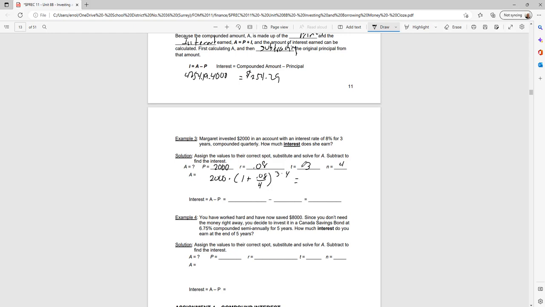If you punch that into your calculator, I won't bother showing it to you. I got $2,536.48. So of course, if we're interested in just finding the interest, it's going to be $2,536.48 minus our original investment of $2,000, and Margaret earned $536.48 in interest.